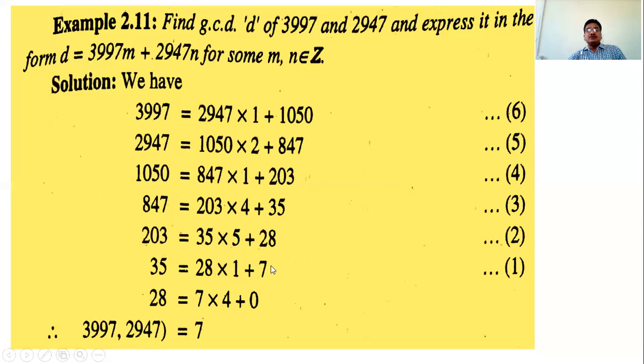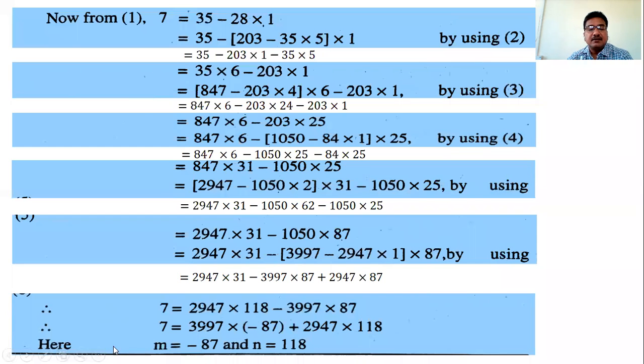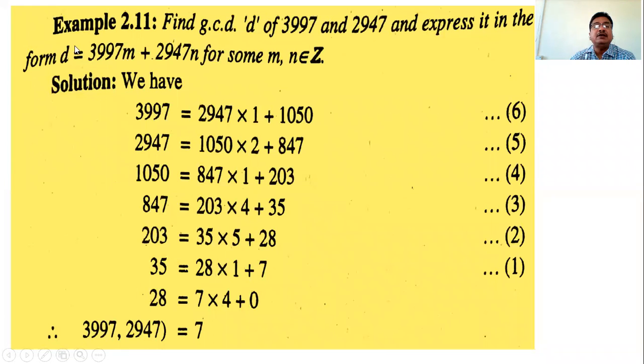If the question is, suppose, express 21 in the form of this, then start from equation number 1, and then we have this equation: 7 is equal to this, and then multiply by 3. What do we have? 21 is equal to 3997 into minus 87 into 3, plus 2947 into 118 into 3. Then we have the m and n. That is, if the question is to express 21 in this form, then first express 7 in this form and then multiply by 3. So the next problems are of these types.